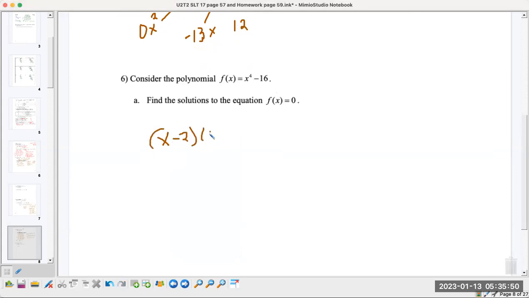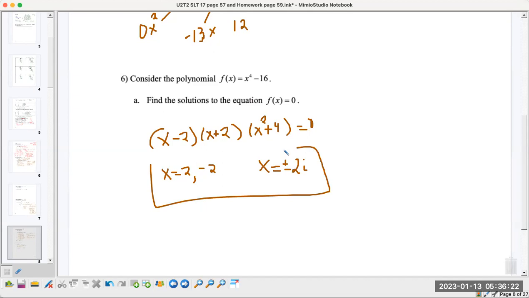x minus 2, x plus 2. We should have 4 solutions because we got x to the 4th power. And then x squared plus 4 equals 0. And then x equals 2, -2, and x equals plus or minus 2i. These are your solutions. See if you can get them on your own.